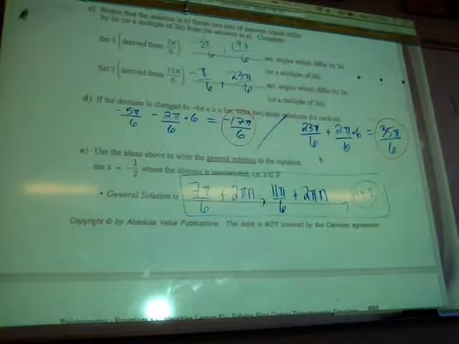So you can think of general solution very similar to coterminal angles, right? Coterminal angles, we have to add 360 or subtract 360. Okay, same thing with the general solution.